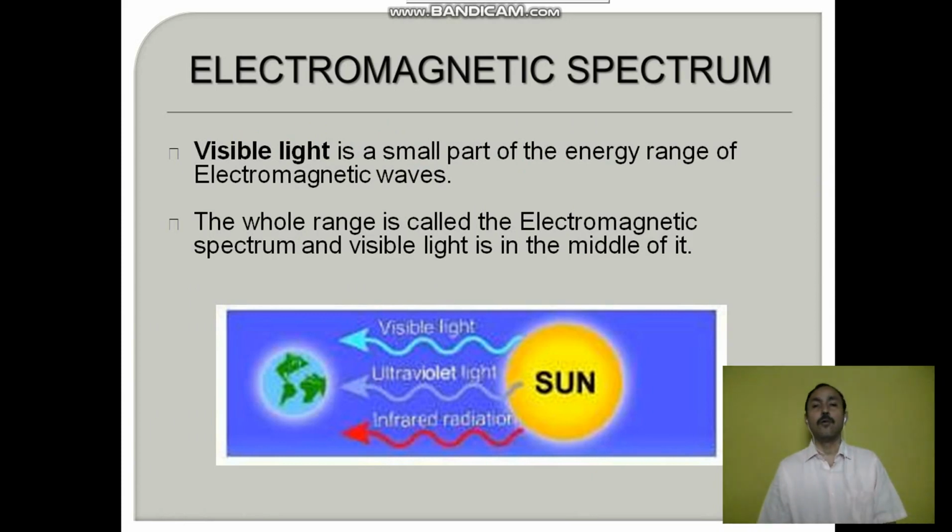Visible light is a small part of the energy range of electromagnetic waves. The whole range is called electromagnetic spectrum, and visible light is in the middle of it. So light coming from the sun to the earth consists of visible light, ultraviolet light and infrared radiations.